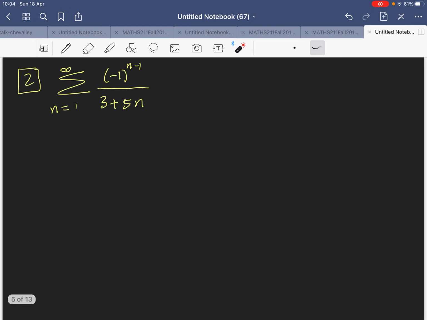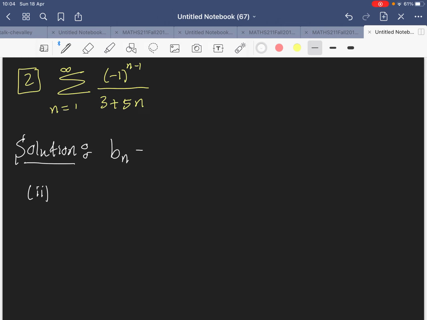And we'll do it here. So here, solution. First of all, this is an alternating series, so we have to use the two checking steps. I will start with step number 1. But before I start with step number 1, I need you to tell me what is Bn.